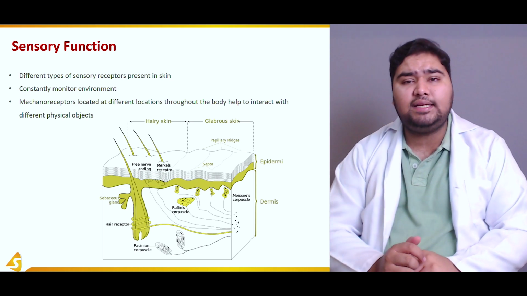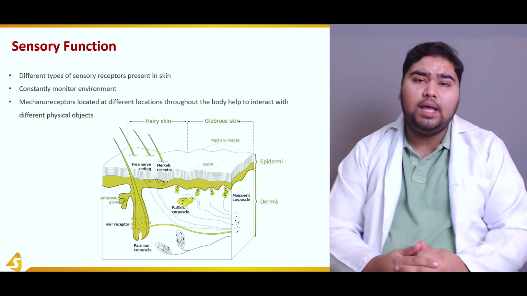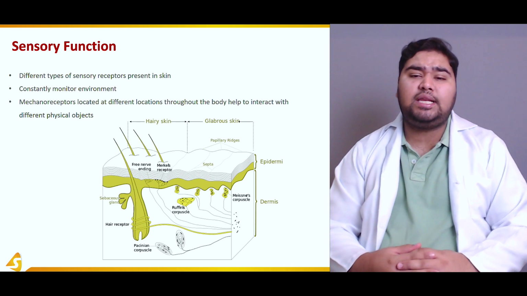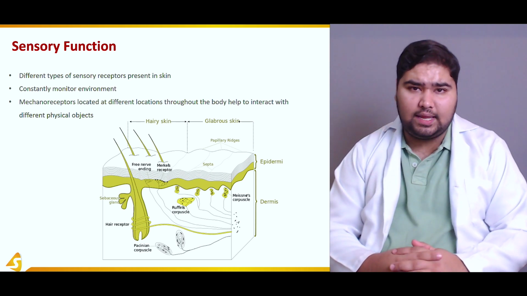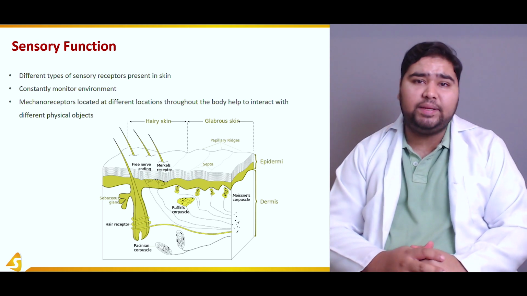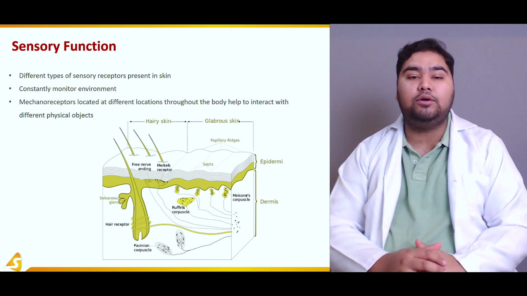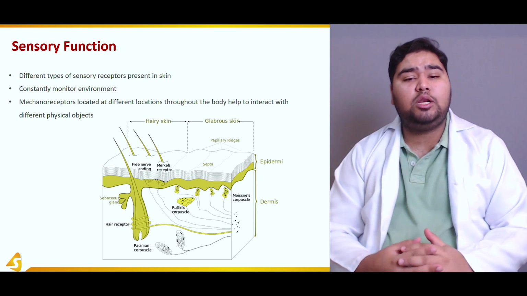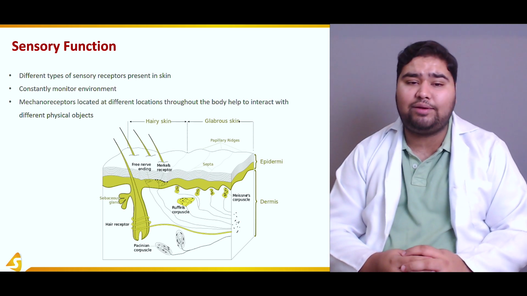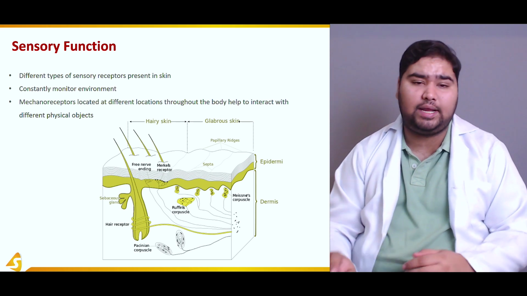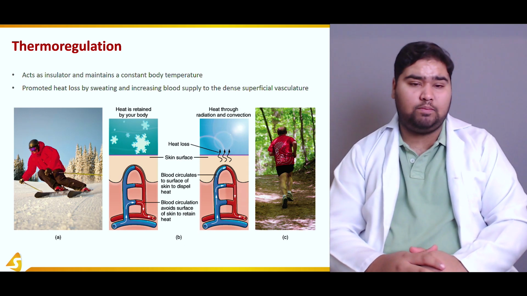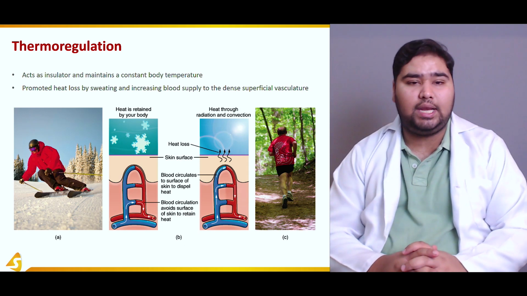The signals are constantly sent to the brain and are being processed. One tends to know it immediately if something touches one's skin. The response is sometimes given immediately by reflex arc, but that is a separate topic for a separate video. Mechanoreceptors are located at different locations within the body, and they help a person to interact with different physical objects in his surroundings. Moving on to the third function of the skin, a very important function, which is thermoregulation.